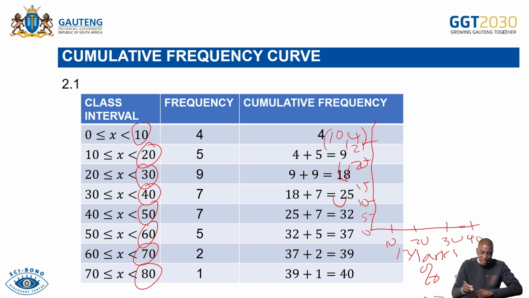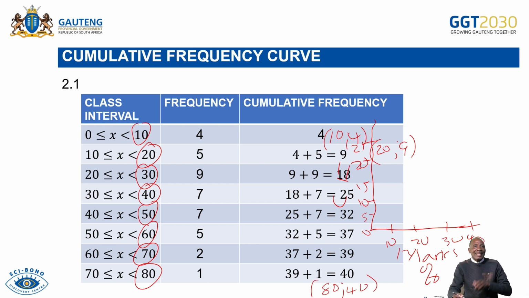The next one should be 20 and your 9. That's the point that you are going to plot. The next one should be 30 and 18, up until you get to 80 and 40, which will be your last point. It will be 80 and 40. You are using upper boundaries. It's standard. That's how it's drawn.